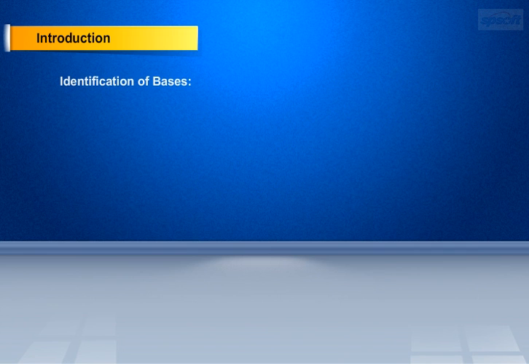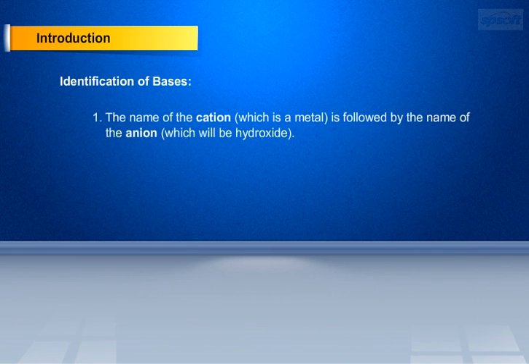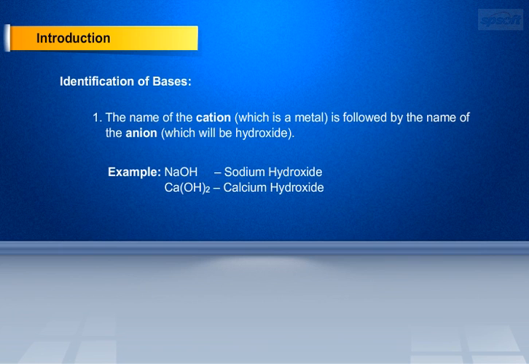Now let us move on to identification of bases. Rule 1. The name of the cation, that is metal, is followed by the name of the anion, that is hydroxide. Example 1. NaOH, that is sodium hydroxide. Here, the cation Na+ is metal, and it is followed by the name of anion OH-.